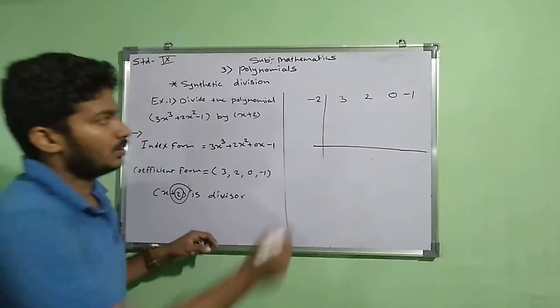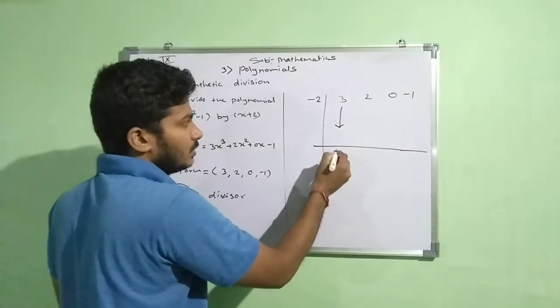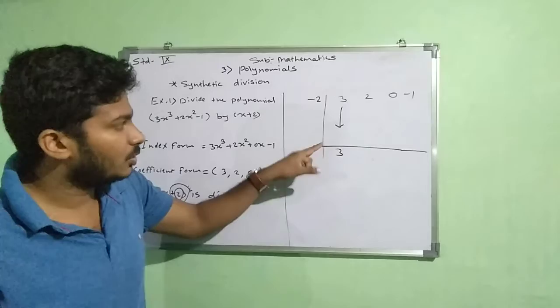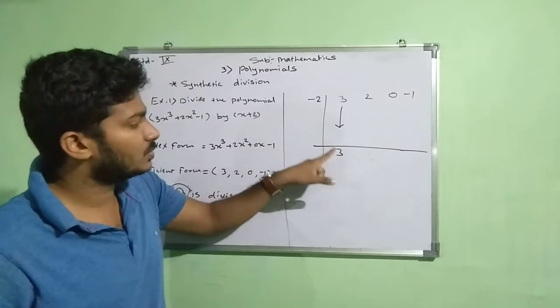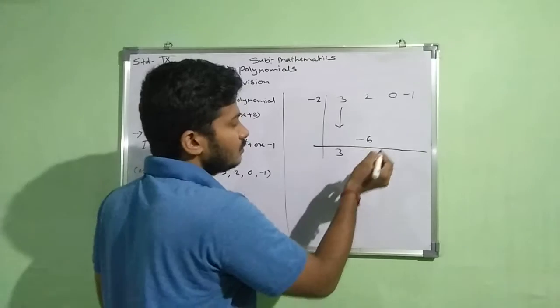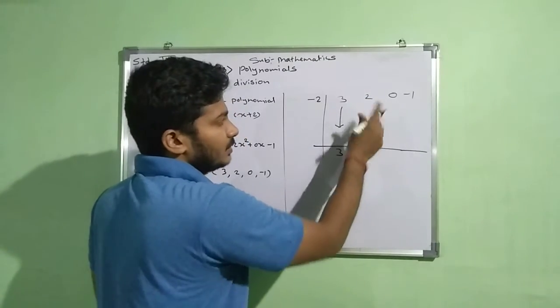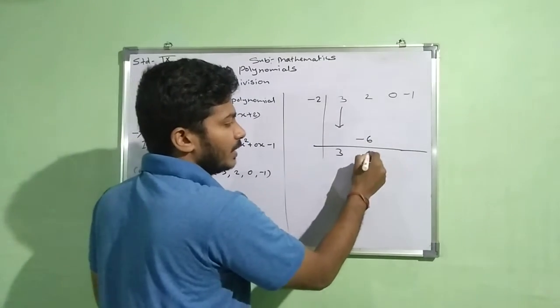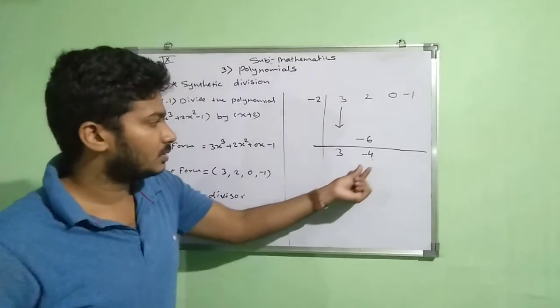Now the first coefficient we have to copy down, which is 3. Now we have to multiply 3 and minus 2. The product of 3 and minus 2 will be minus 6. Now 2 and minus 6, we have to add them. 2 minus 6 will be minus 4. Okay, so that is the second term.